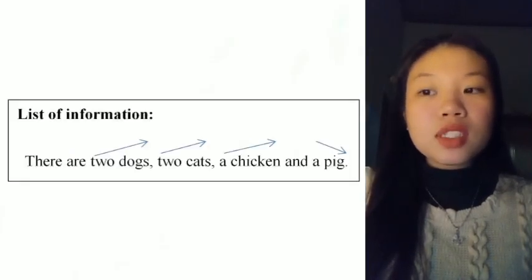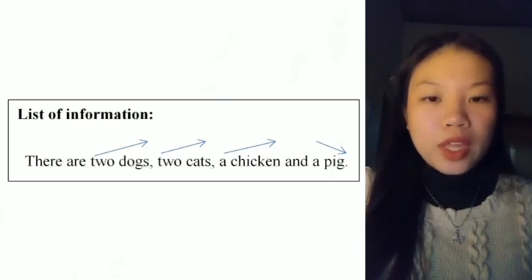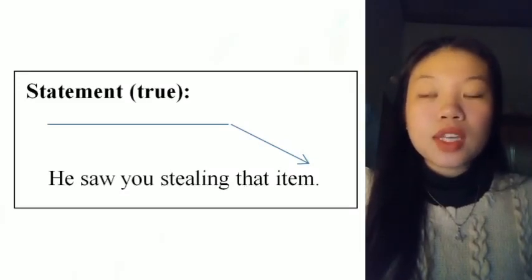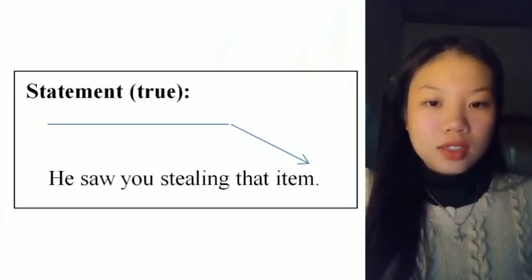In a list of information, it always starts with a rising tone but falls at the end. There are two dogs, two cars, a chicken, and a pig. Last but not least is statement. When the statement is true, we will use a falling tone at the end of the sentence. He saw you stealing this item.